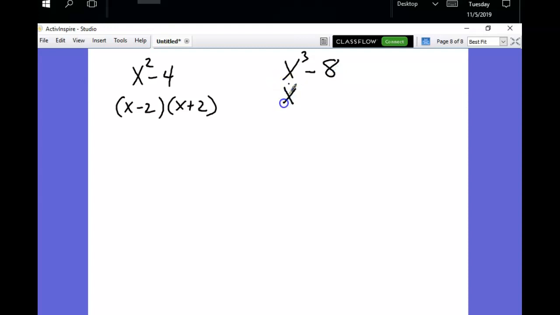So 8 is 2 to the third power. So this is why we call it a difference of cubes. But interestingly, you guys remember with squares, it doesn't work if it's a plus. With cubes, it does work if there's a plus. There's still a rule for that. So that's what we're going to be doing our lesson on.